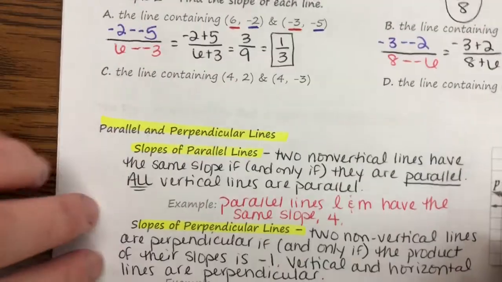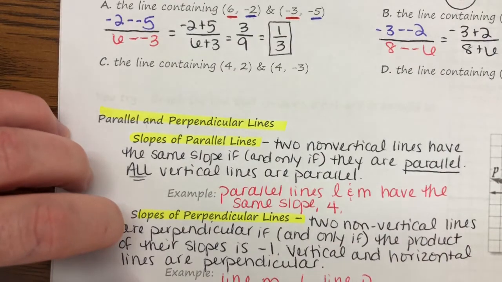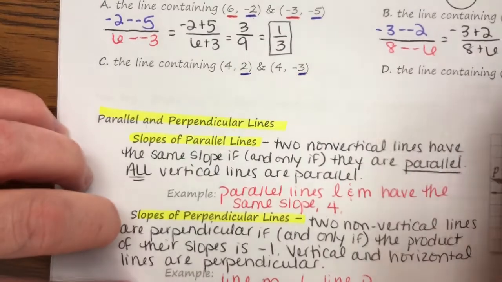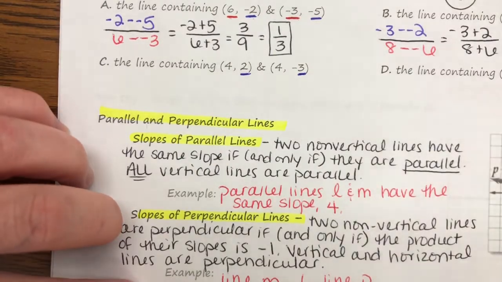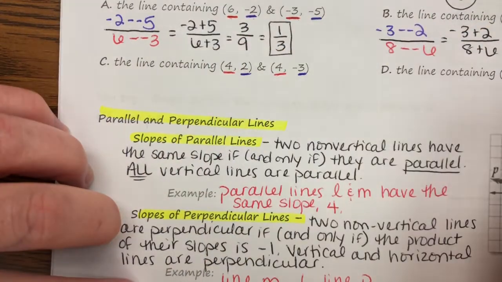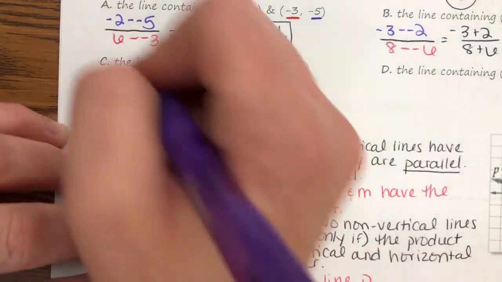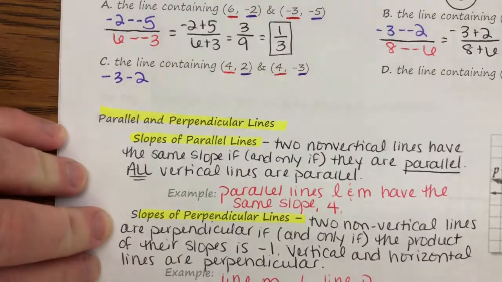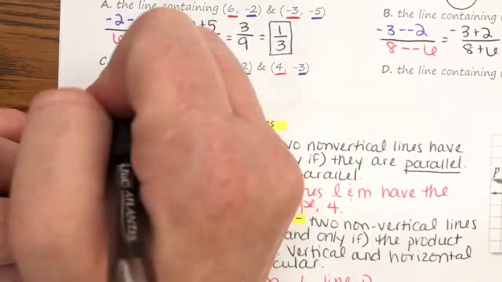Okay, and then 2 more. Slope, slope. I'm going to underline my y values in purple and my x values in red. Keep everything consistent. Okay, so I'm going to have y minus y over x minus x. I'll do -3 minus 2. It doesn't really matter. Over 4 minus 4.